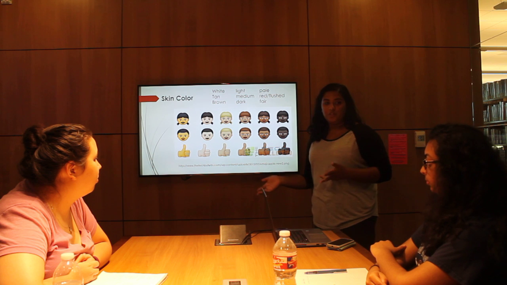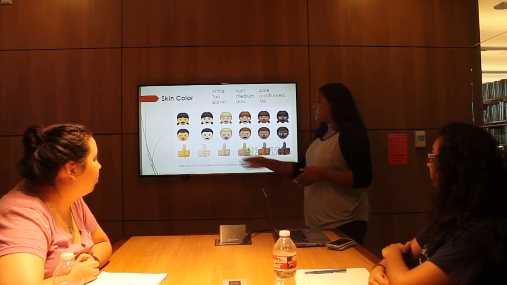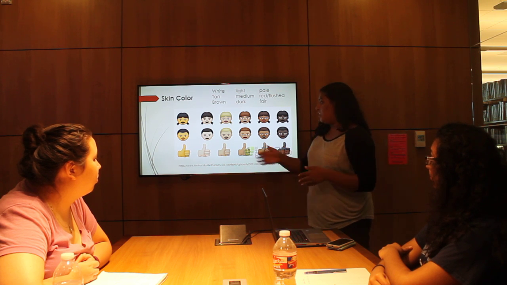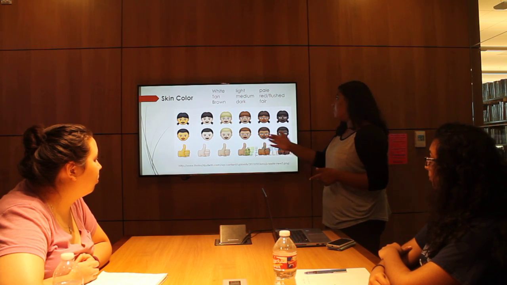Okay, so now we're going to talk about skin color, okay? So there's a whole bunch of different ways we can describe skin color. So we could say someone's white, we could say someone's tan, or someone's brown. We could say they have light skin, medium skin, or dark skin.